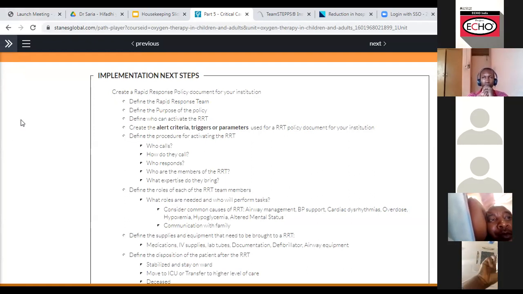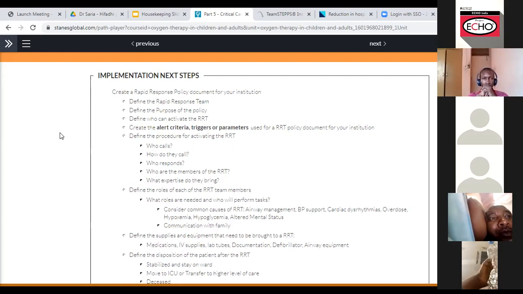Because the rapid response team will be a team comprising maybe an emergency physician, doctor, or an ICU nurse, or resident, or registrar. But who will activate that team? Is it a nurse who is on duty? Is it a specialist who is on duty? Is it just a relative? So it should be identified who will activate that response team.